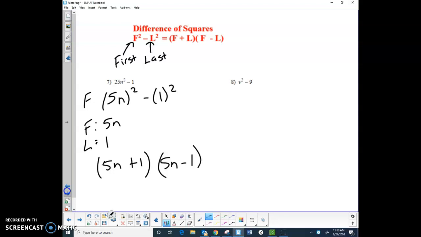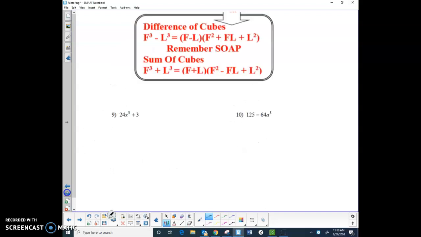So same thing for this one. My first term is v. My last term is 3. So I end up with v plus 3 and v minus 3. Now, some of you might be able to just look at this and know what it is. We did this very similarly last week with conjugates. That's all this is. We're multiplying by these conjugates of each other, so it makes those middle terms fall out to give us the original equation that we started with.